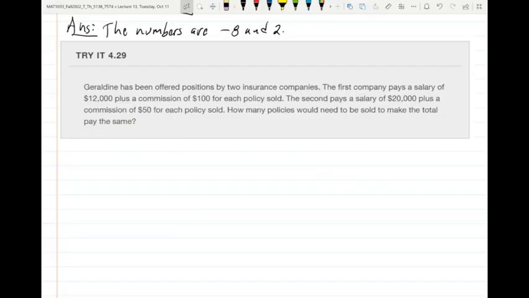So this is a real life scenario. This is something that you may need to decide at some point. Who knows? Anyways, if not, then for the sake of the problem, we're going to do it, okay?